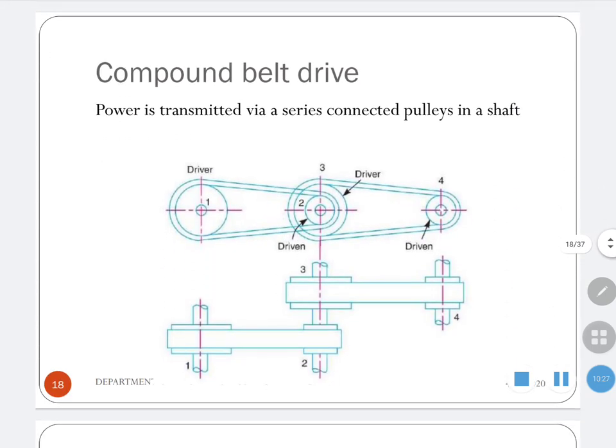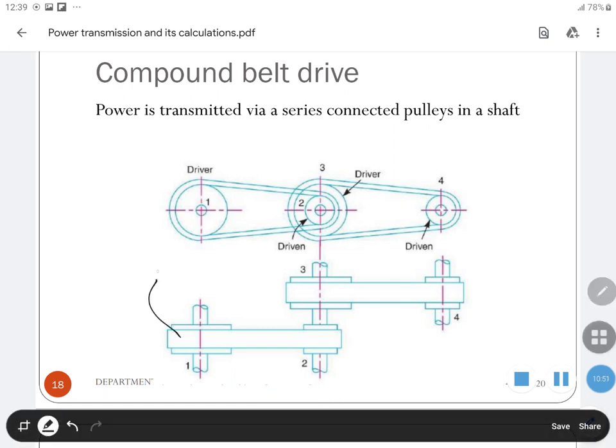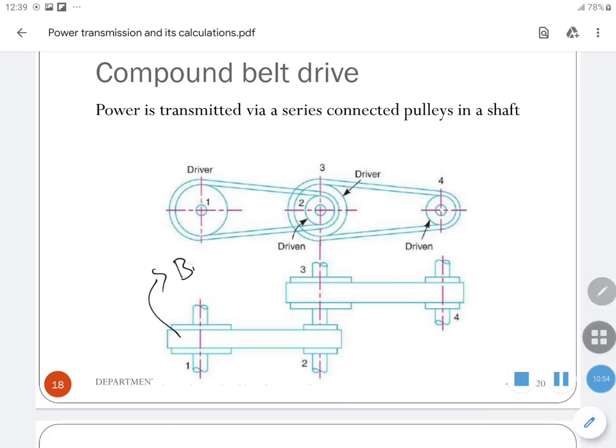Next is compound belt drive. In a compound belt drive, power is transmitted via series connected pulleys on a shaft. You may ask why there is a compound belt drive. Here you can see this is the bigger pulley, and this is smaller. So here this is bigger and this is smaller.